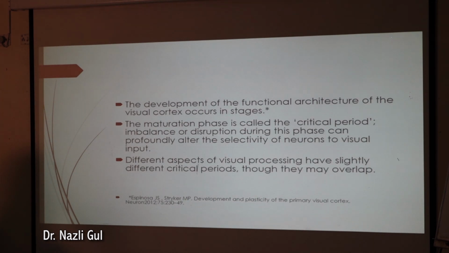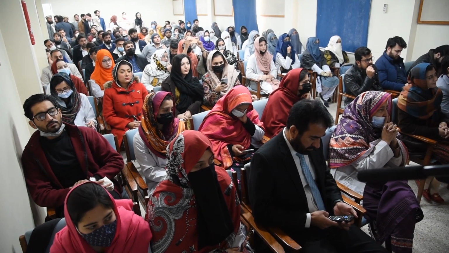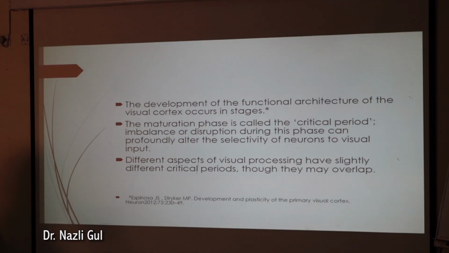The development of the visual architecture of the visual cortex occurs in stages. The first stage is the early innate period, and the second is the critical period, during which any imbalance or disruption can cause profound damage to the neurons of the visual system. Different aspects of visual processing have slightly different critical periods, though they may overlap.